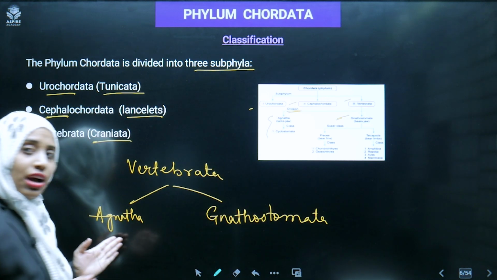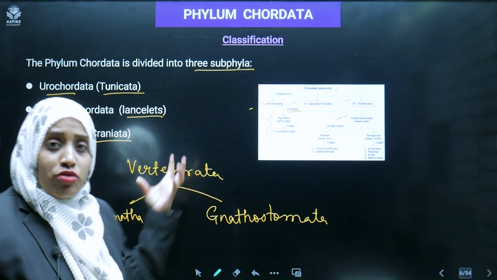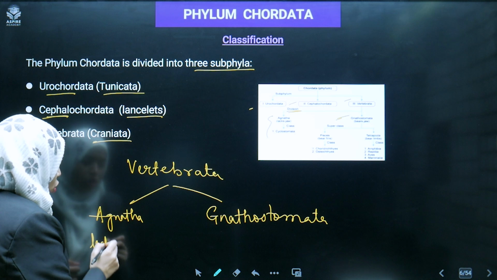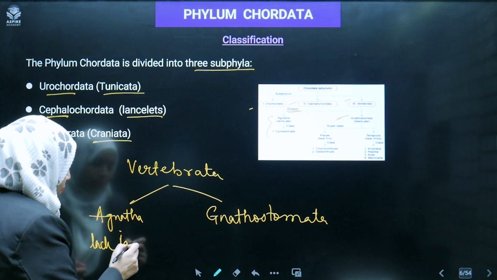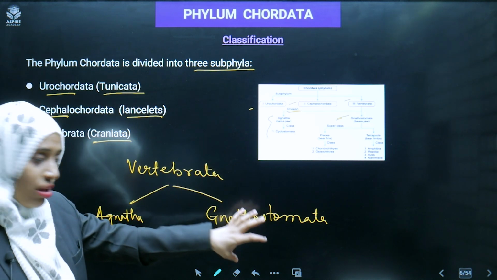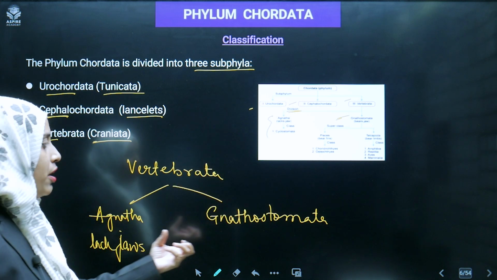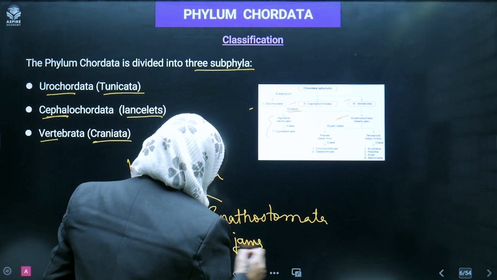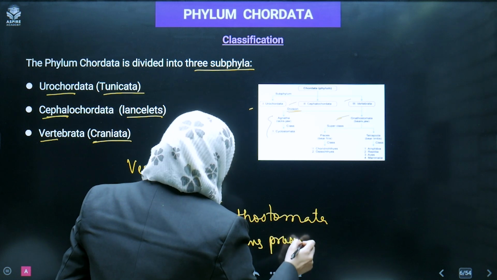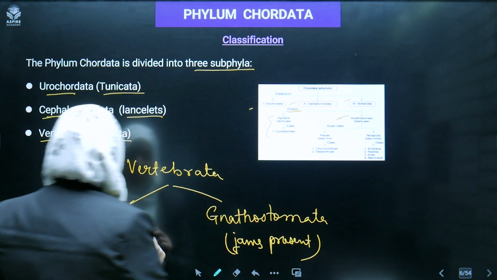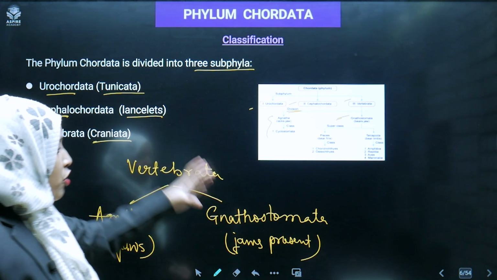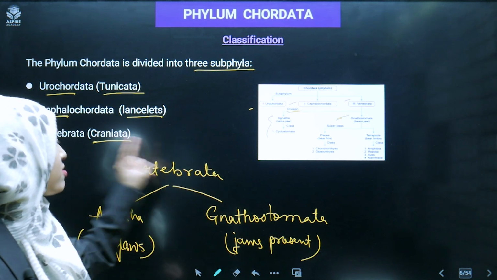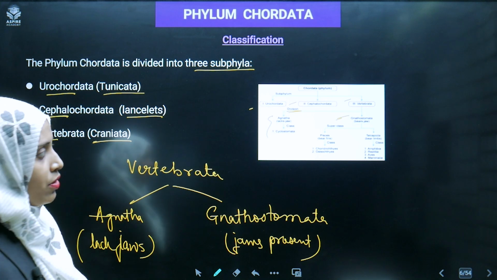Agnatha, what are the organisms known as Agnatha? They lack jaws. We cannot find any jaws in them. And all the Gnathostomata organisms are having jaws. Jaws are present. Then finally, these two, Agnatha and Gnathostomata, are the divisions of this subphylum Vertebrata.